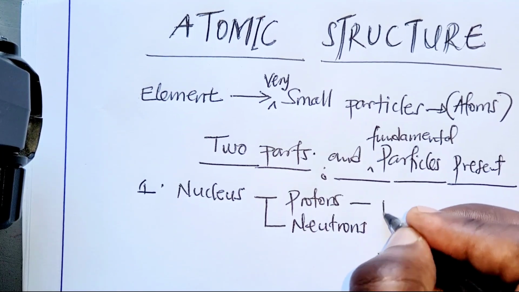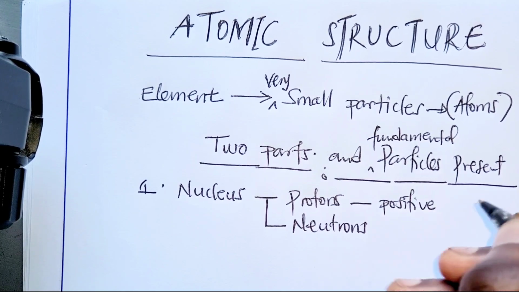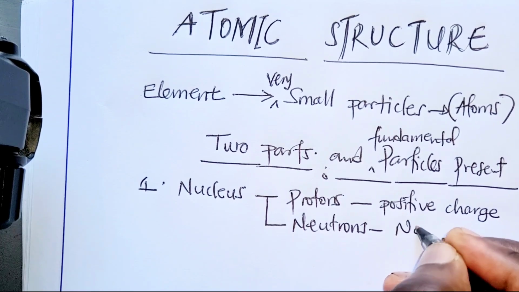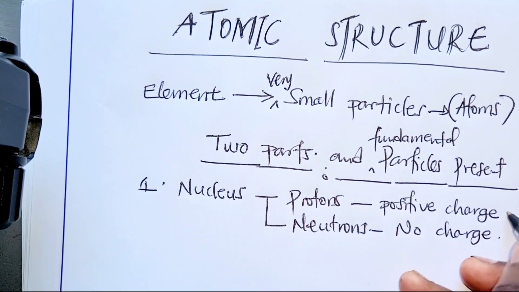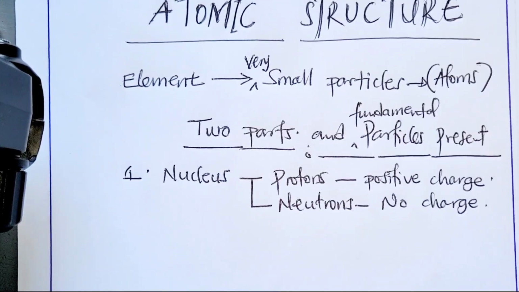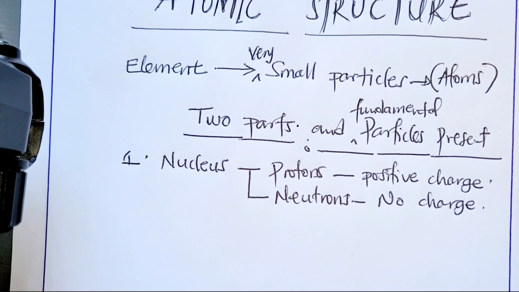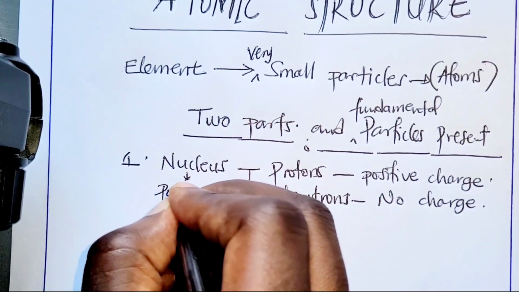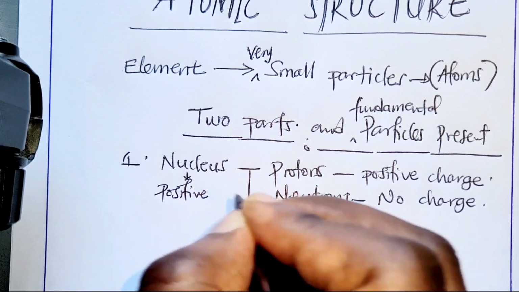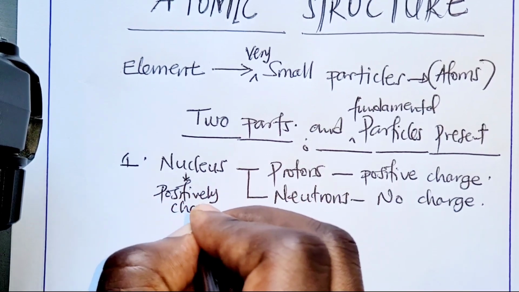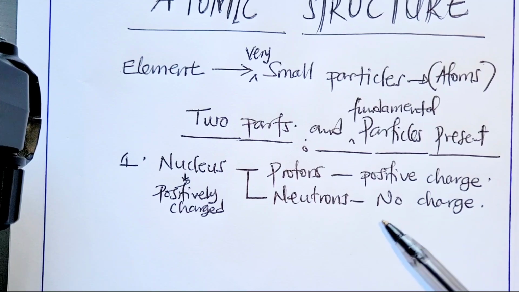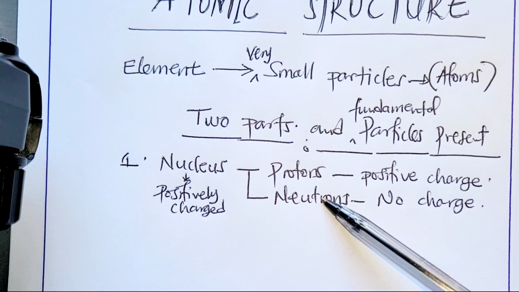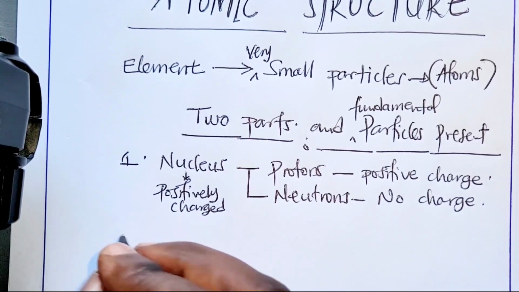The protons have a positive charge, and the neutrons have no charge completely, and therefore this makes the nucleus mainly positively charged. The nucleus has a positive charge from the fact that it has positive protons and zero charge neutrons. Therefore this adds up to a positive charge in the nucleus.